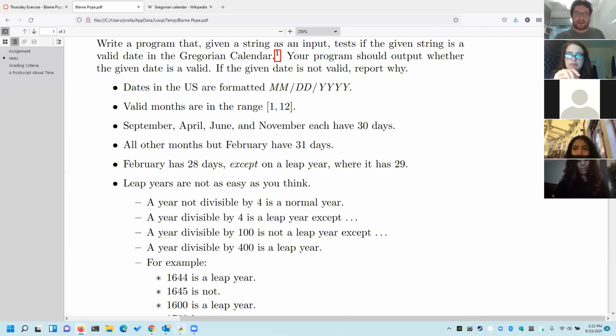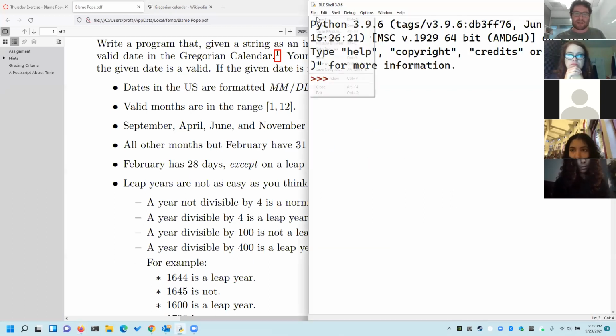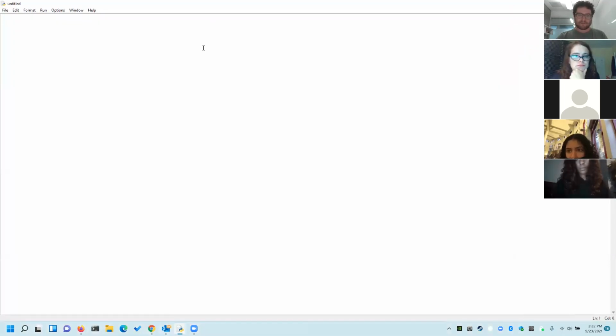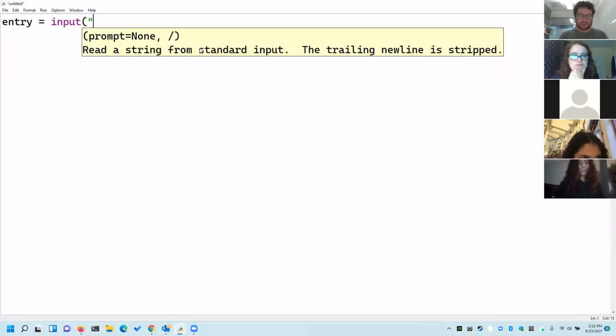So let's go ahead and work on getting our input. That's going to look something like this. Remember how to do input: entry is equal to input, please enter a date. And I'll copy paste this part into the chat, by the way.